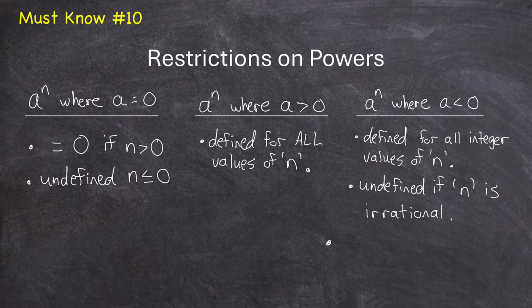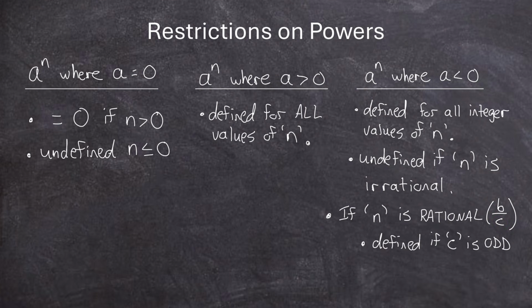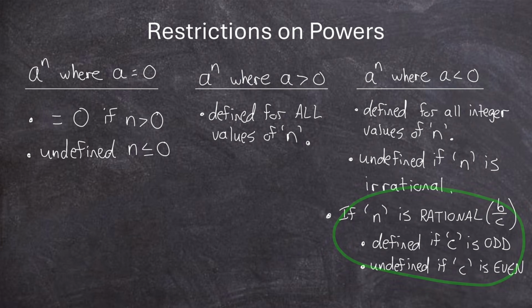If the exponent n is a rational number, let's say b over c, the power will be defined if c, the denominator of the rational exponent, is odd, but it'll be undefined if c is even. And now let me take a shot at explaining to you why this is the case. Let me write down 2 powers for us to think about.